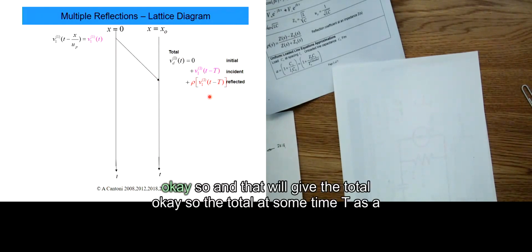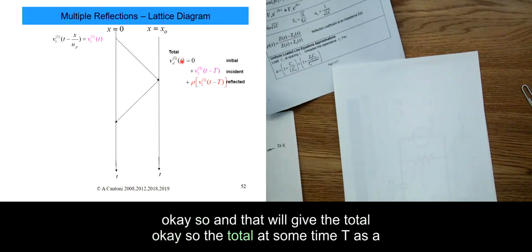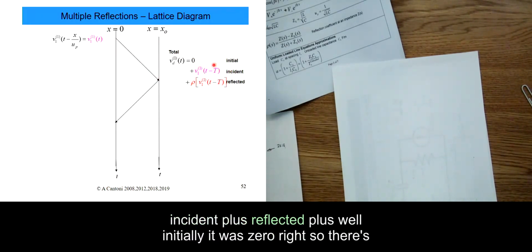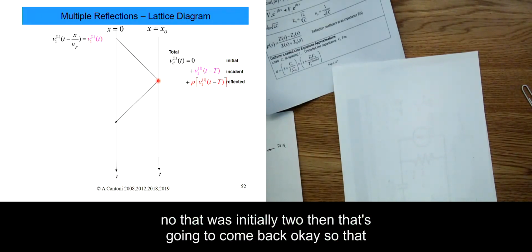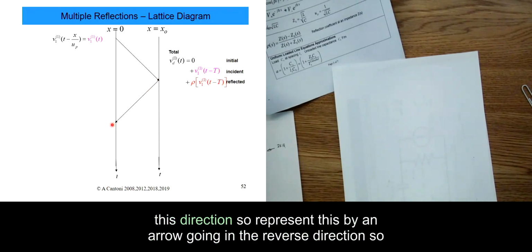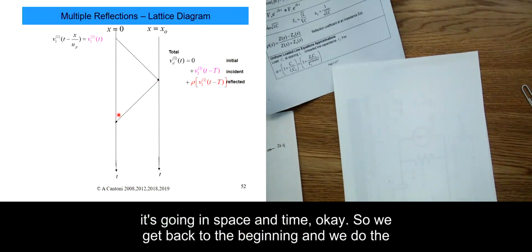So these two will add together, and that will give the total. The total at some time t, as a function of time at this particular point, is going to be the incident plus the reflected plus, well, initially it was 0. Then that's going to come back. So that reflected wave, this rho times v1 t minus t or whatever, is heading back in this direction. We represent this by an arrow going in the reverse direction, so it's going in space and time.